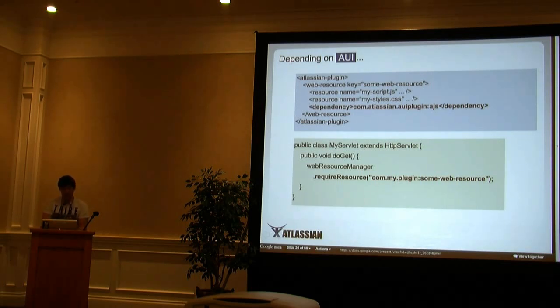Once you've declared that dependency, when you call the require resources method within the scope of a request, it'll go off and look up all of your web resources and then follow that dependency over into the AUI plugin and get all of those and aggregate those and attach them to your request as well. So when you write those resources out to your plugin view, they'll all be rendered as nice script and link tags, and you'll have all of your scripts and styles included in your plugin view.